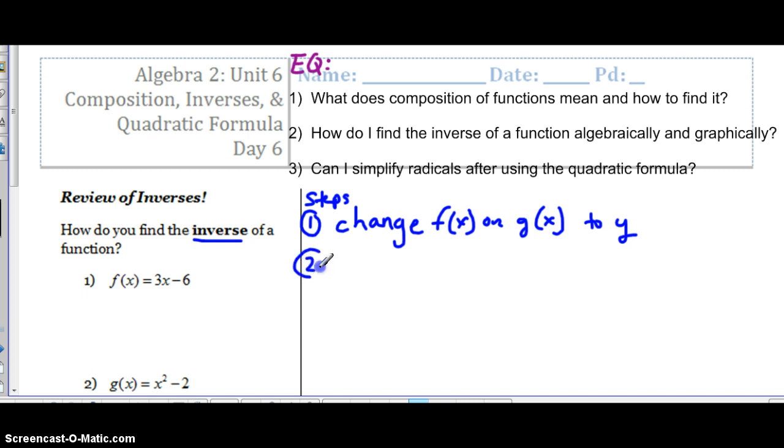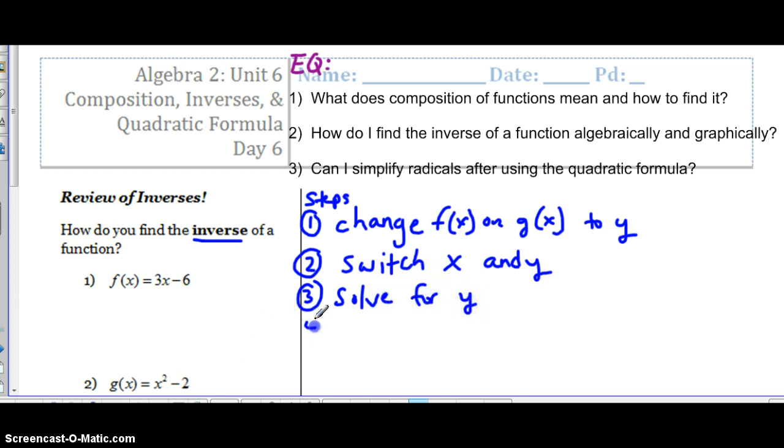Our second step is switching x and y, and this goes the same when it comes to when we're graphing as well. So we're going to switch x and y. Okay, and our third step is solving for y. And our last step, our fourth step, is replacing y with the inverse notation.